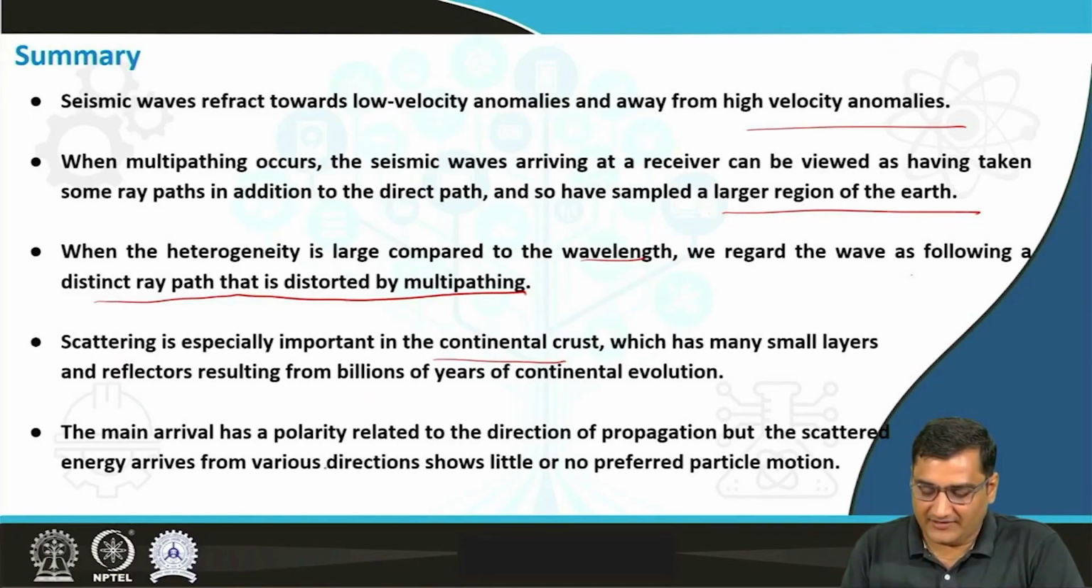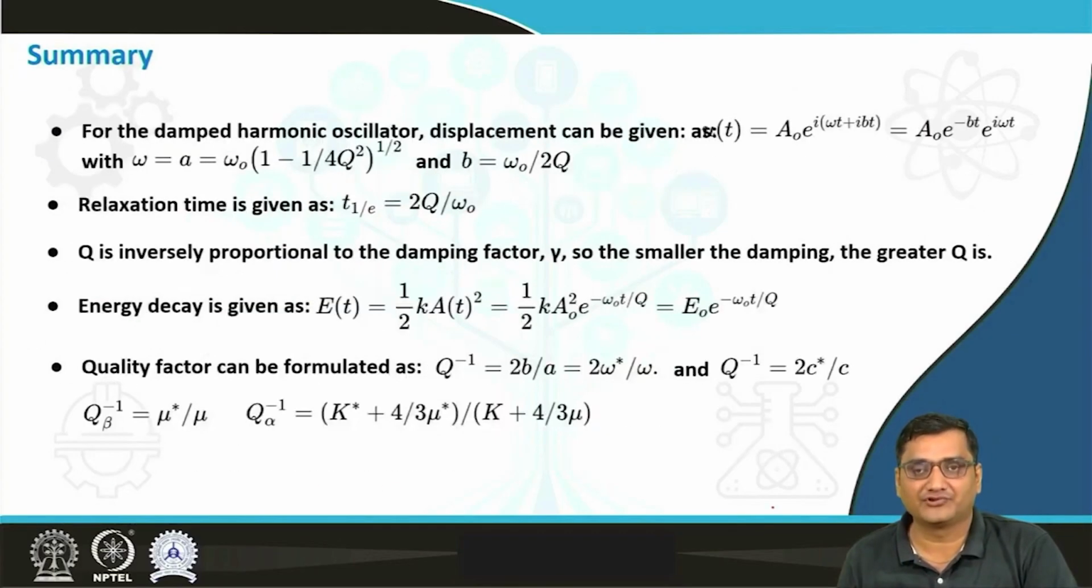The main arrival has a polarity related to the direction of propagation, but the scattered energy arrives from various directions and shows little or no preferred particle motion.